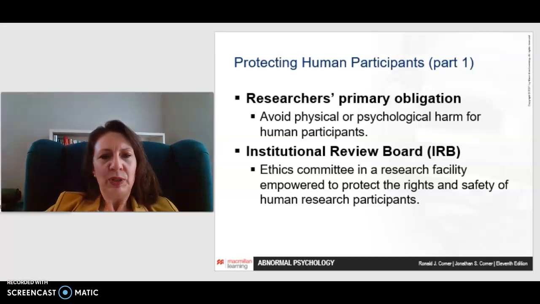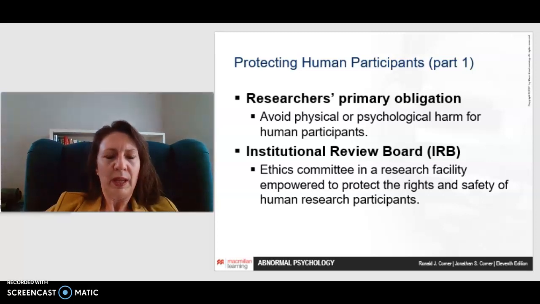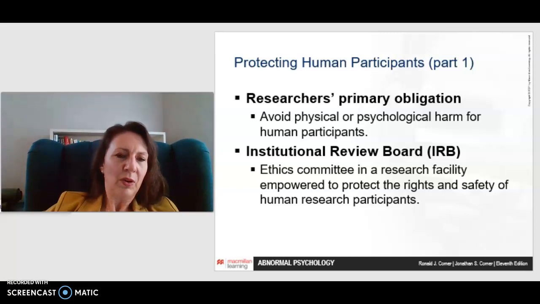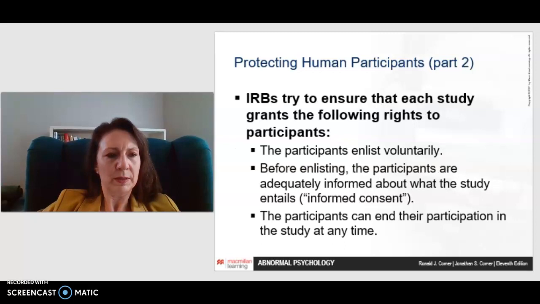Last but not least, I want to talk about protecting human participants. Our researchers' primary obligation in any study that we do is to avoid physical or psychological harm for human participants. And so there are, at every organization that does research, an institutional review board, which is an ethics committee that is empowered to protect the rights and safety of human research participants. They review all of the studies that are being proposed and make sure that they're appropriate and that harm is minimized or eliminated to participants.